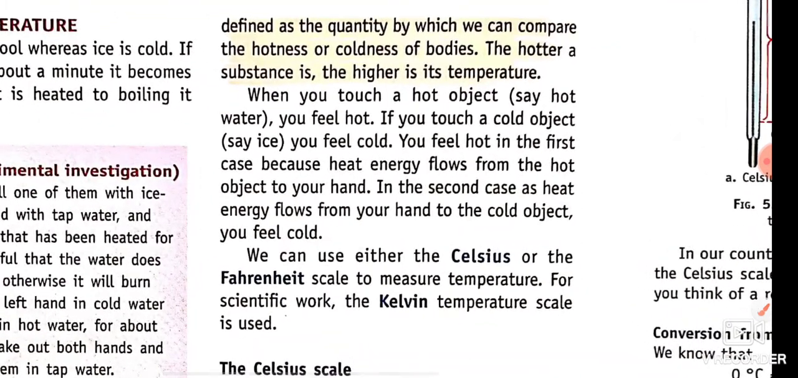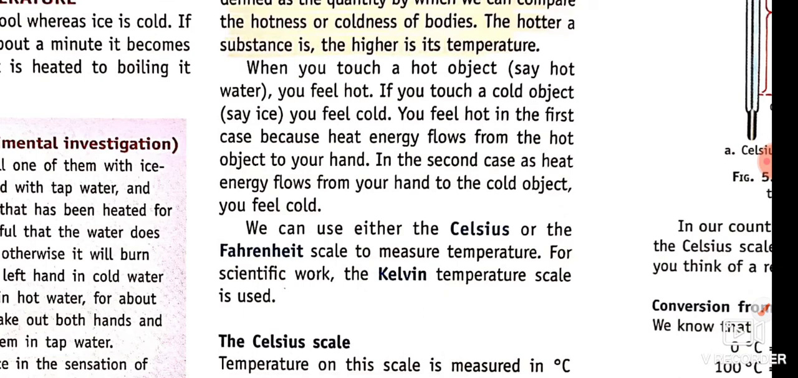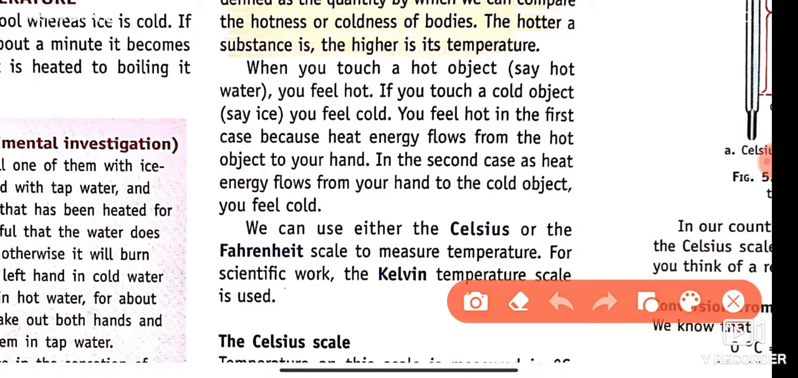Next are some examples given here. When you touch a hot object, say hot water, you feel hot, because the heat energy flows from the hot object to your hand. In the second case, as the heat energy flows from your hand to the cold object, you feel cold. When we touch a cold object, we feel cold because our body releases energy to the object and the object gets energy from our body. That's why it feels cool, because the law of energy transfer is not changed.